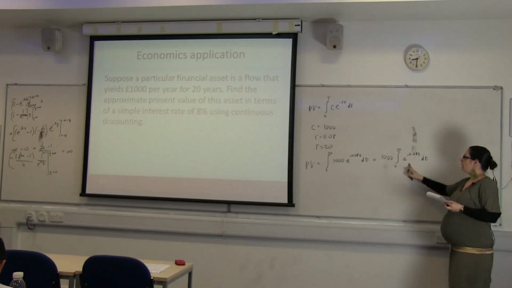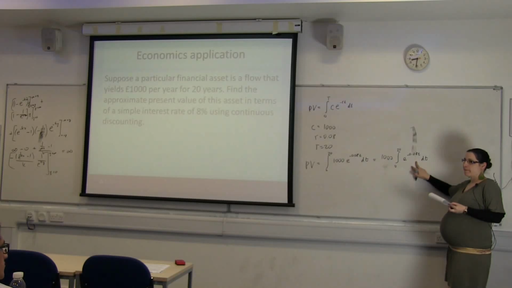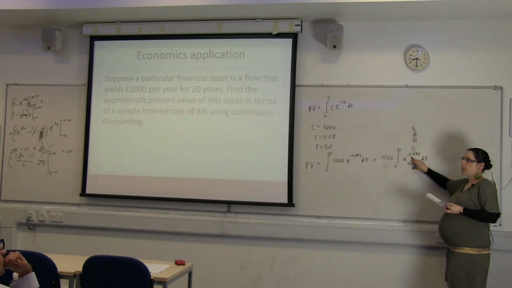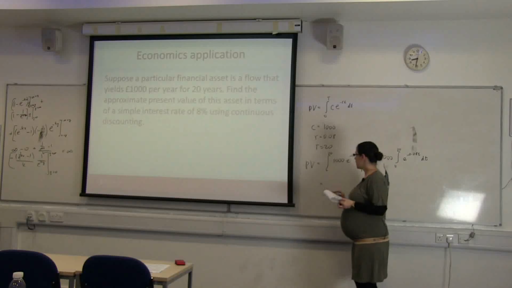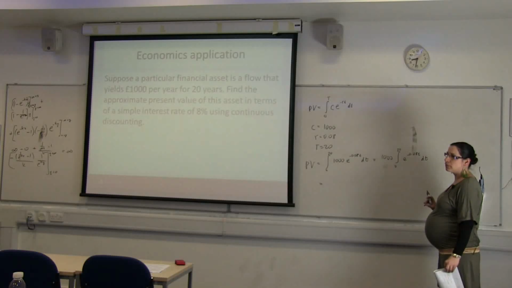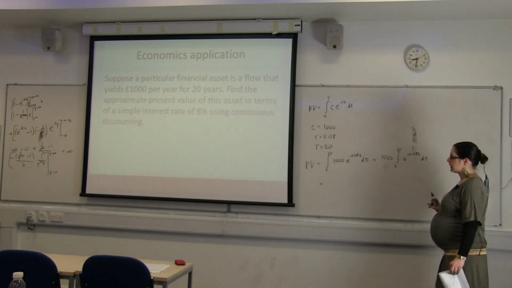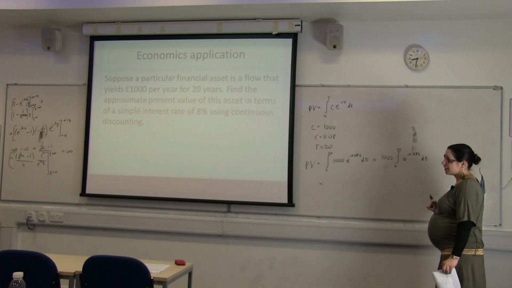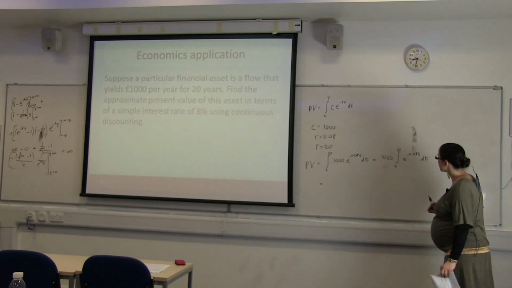If I look at this function, e to the minus 0.08 t, that is a composite function, because I have got not just e to the t, but e to the minus 0.08 t. Now I can either use integration by substitution, or by this point I can probably see a trick. 20 years. Oh, capital T, sorry. Yes. Unfortunately, in mathematics, if you use lowercase t and capital T, those are two different things.